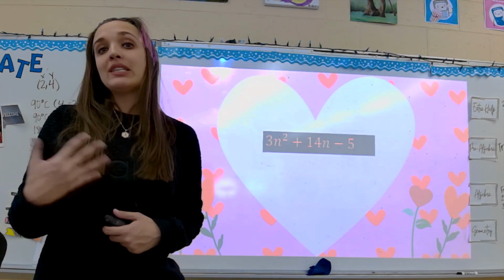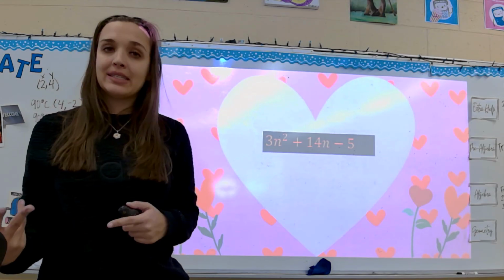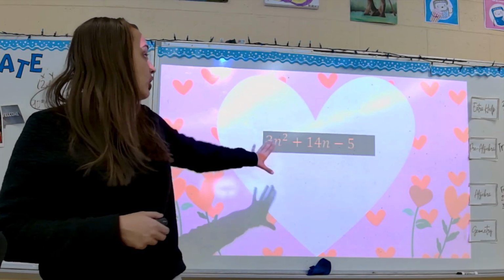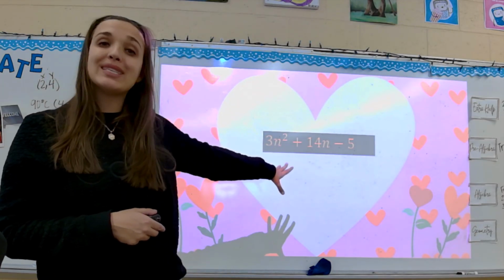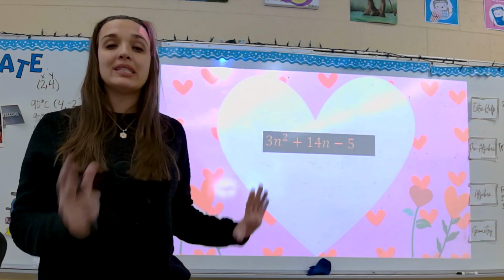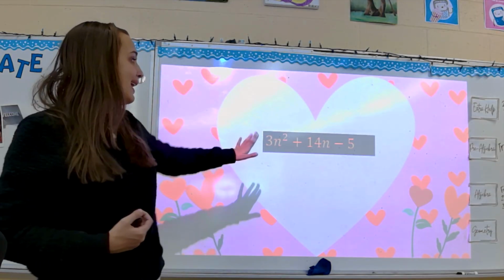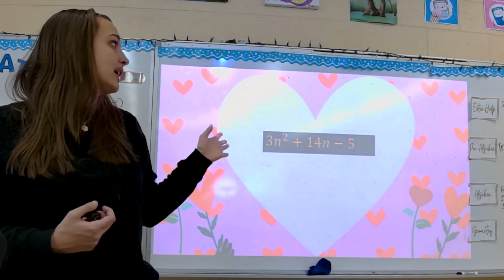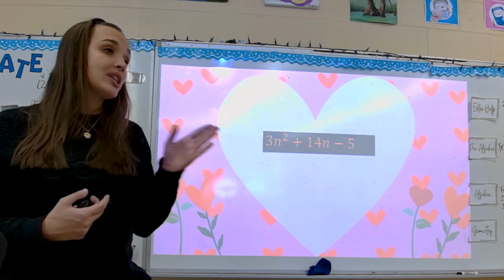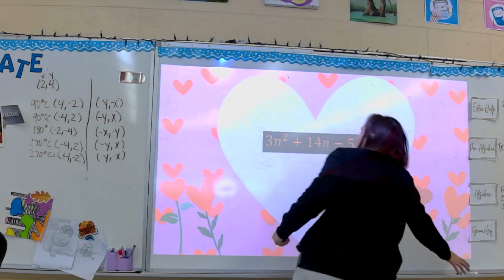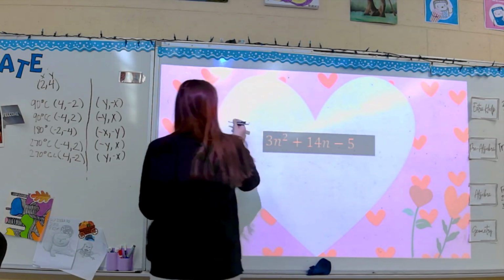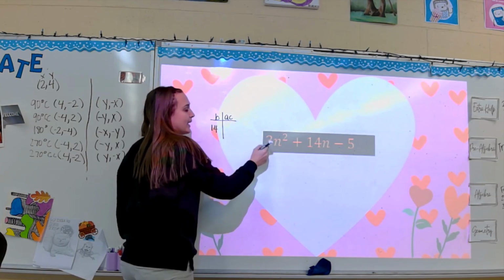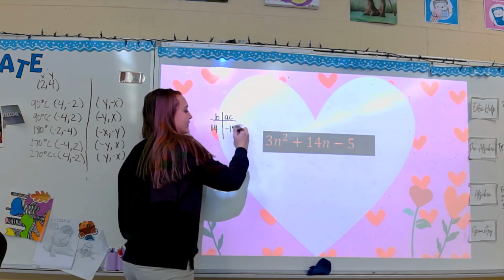On to my next step, which is B and AC. I have to make my BAC table. So I need to look, what is my B value? Looking at this, my B value is 14. Then I take my a value and my c value and I multiply them together. The a value is in front of the variable squared term and my c value is my constant. So I'm going to do 3 times negative 5. I make a table: my b is 14, my ac is 3 times negative 5, which is negative 15.